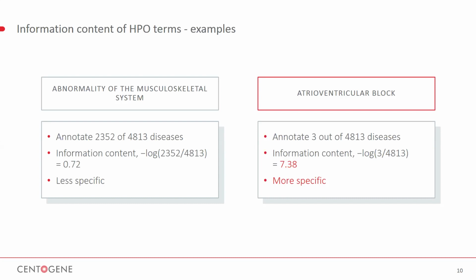In contrast, when we look at atrioventricular block, this term is much, much more specific. And we see that it's annotated in only 3 of the 4,813 diseases. That frequency is much lower, so the negative log of that number becomes a much higher number, much more specific, and we state in this case that it has a higher information content.